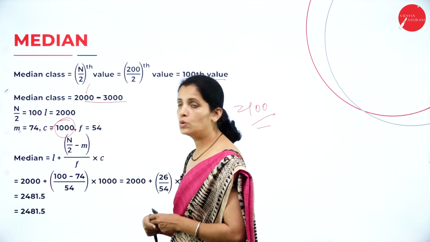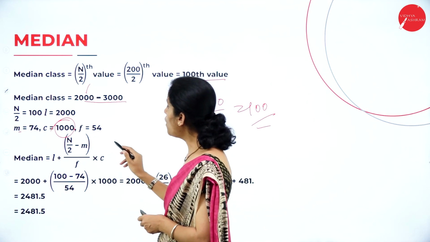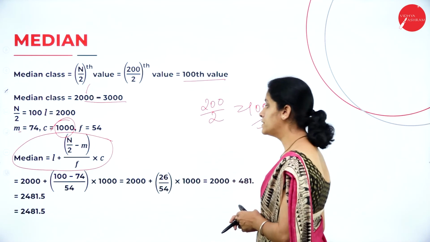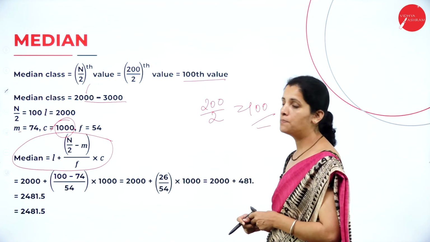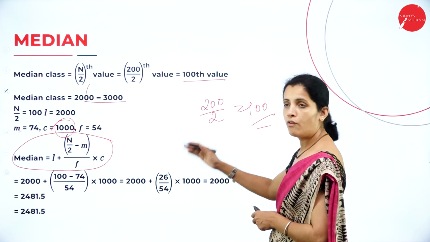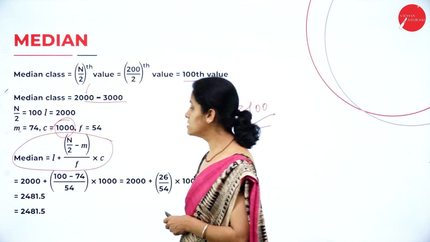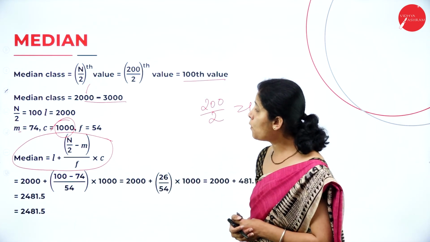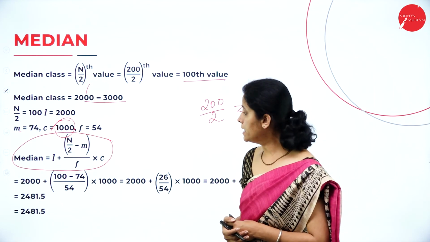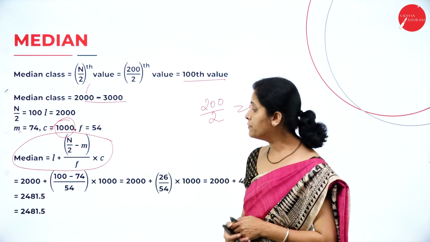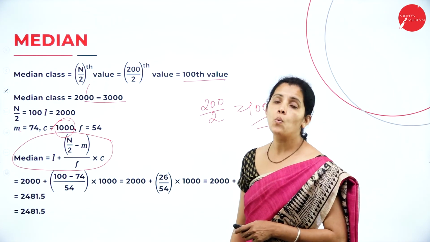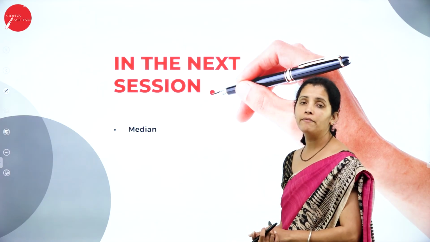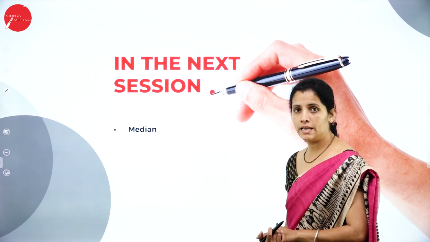Now what I want to do? I want to substitute all the values into this given formula. After substituting and simplifying this formula, I'm going to get the answer 2481.5. So what is the median here? 2481.5. So dear student, this is the way we can find the median.